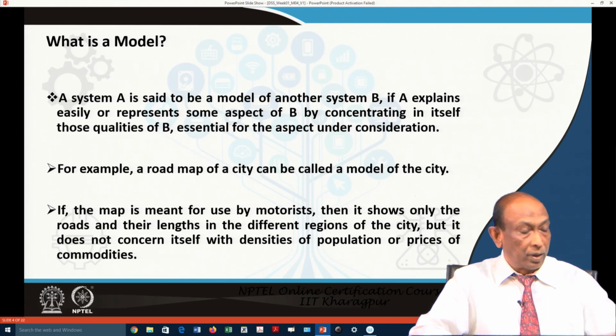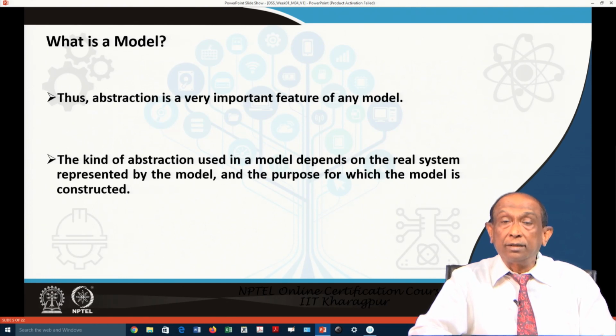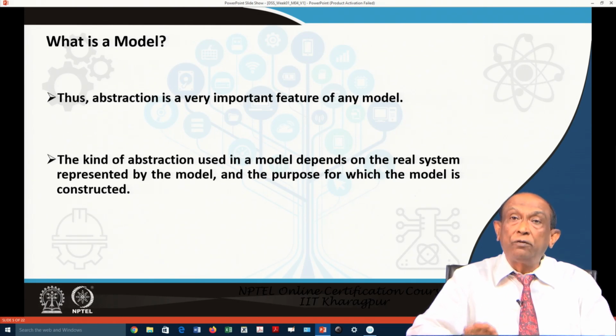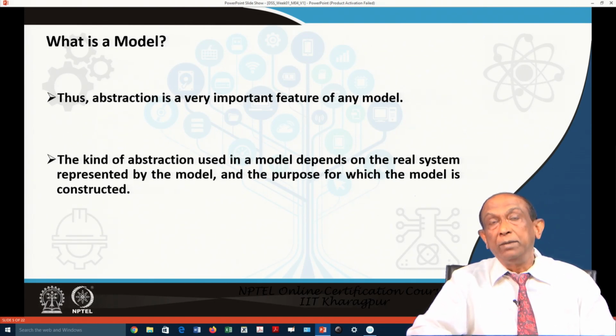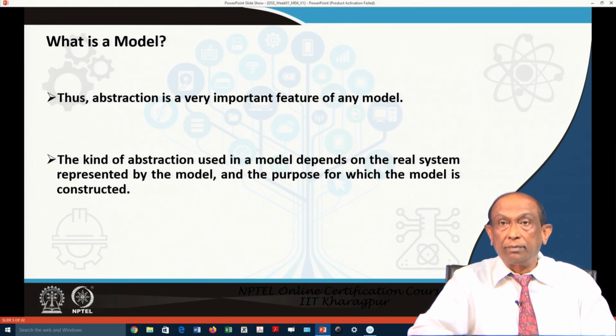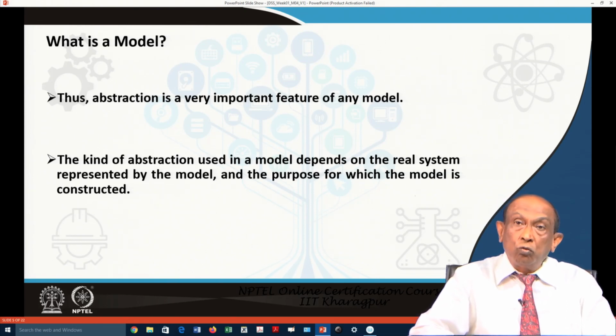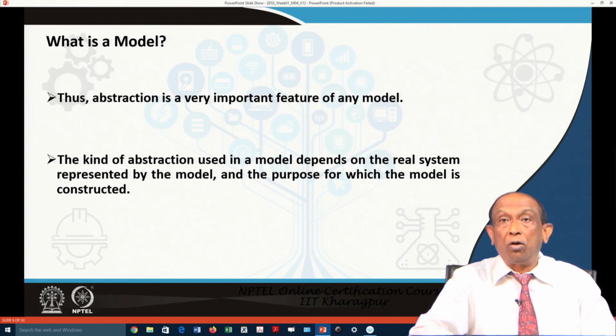Thus, abstraction is a very important feature of any model. The kind of abstraction which is used in a model will depend on the real system that is getting represented by the model. And most important is the purpose for which the model is built.